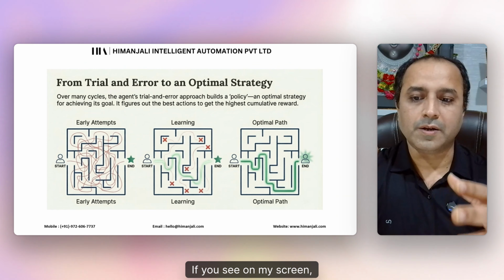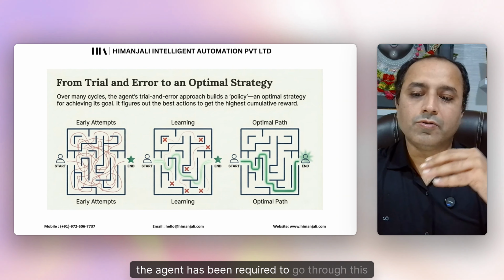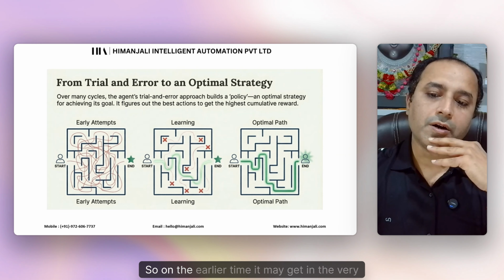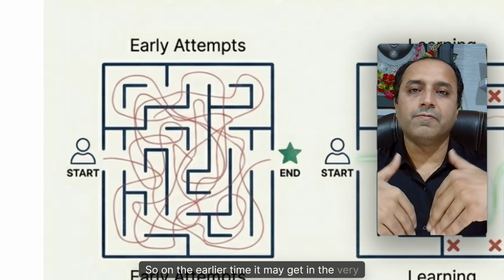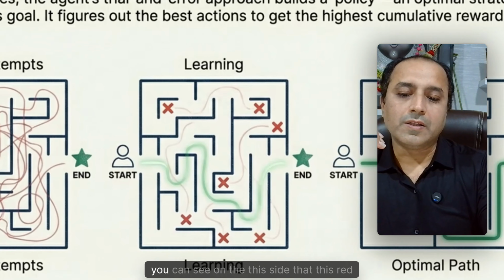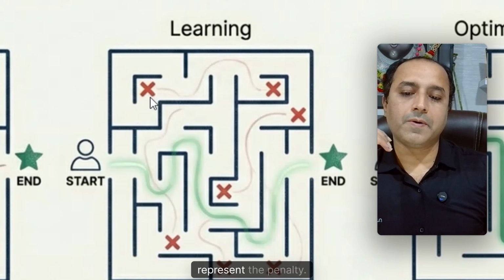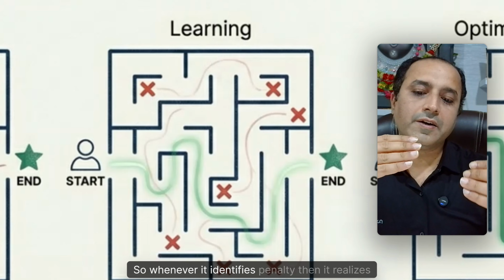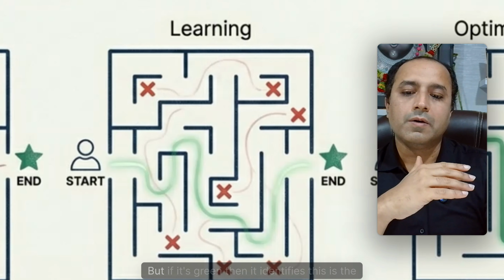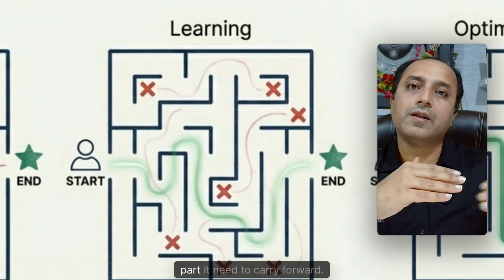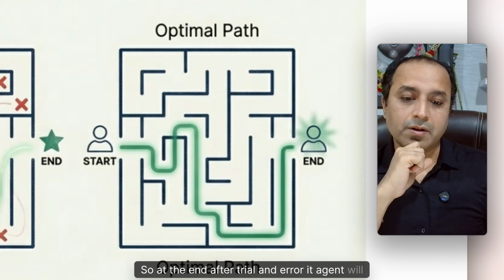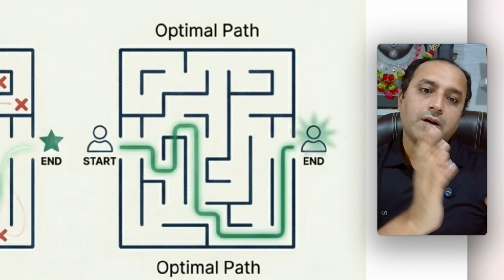If you see on my screen, the agent is required to go through this maze and come out at the end. On early attempts, it may get lost in the very complex maze, but if it starts learning properly, then you can see on this side, this red represents the penalty. Whenever it identifies a penalty, it realizes this is not the path it is supposed to move further on. But if it's green, then it identifies this is the path it needs to carry forward. So at the end, after trial and error, the agent will be able to come out at the other side of the maze.